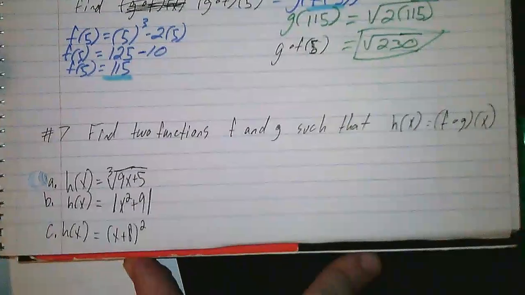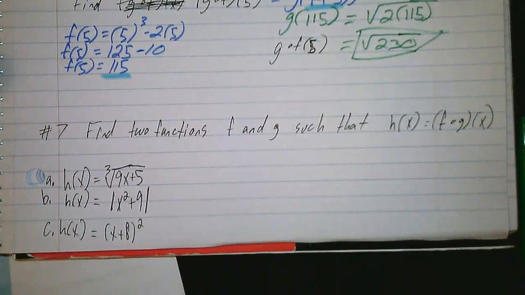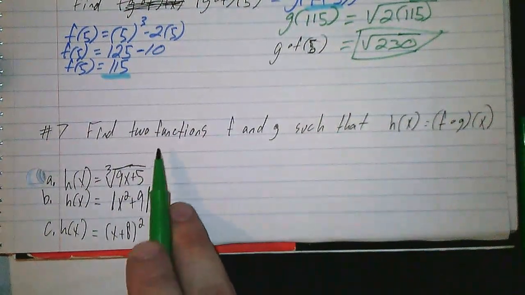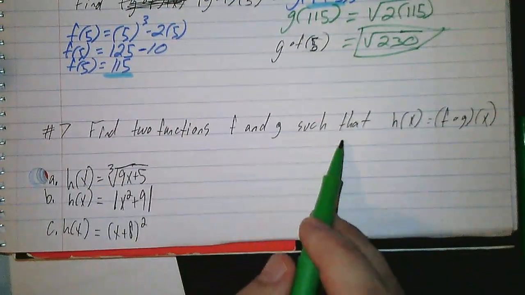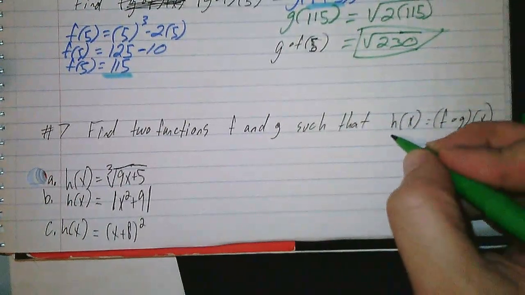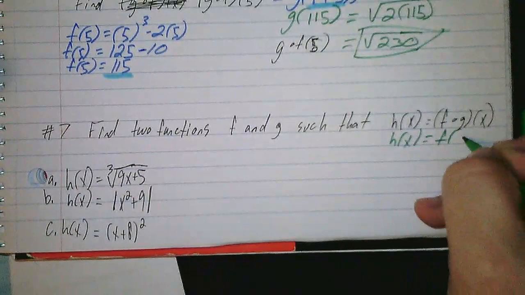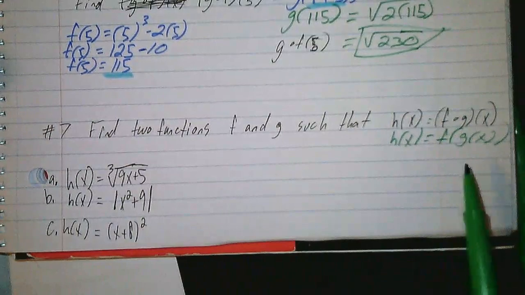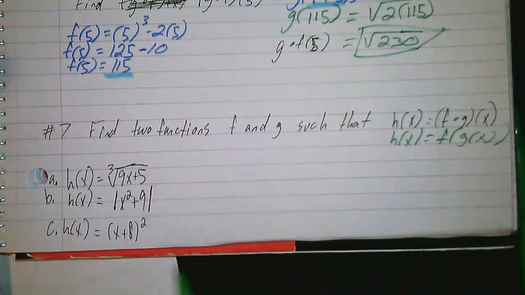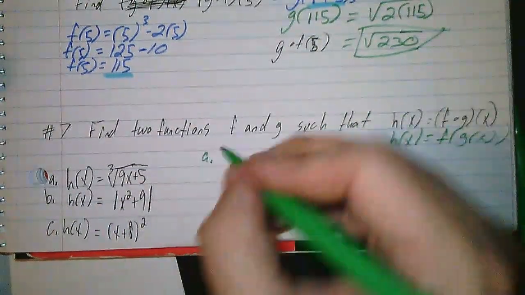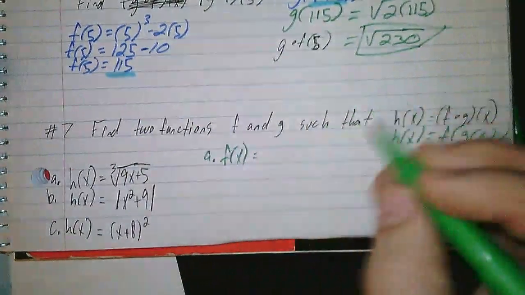Finally, we have the decomposition of functions. And this is a little bit harder to explain, but it tells us to find two functions, f and g, such that h of x is equal to f of g of x. Again, rewrite this as f of g of x, like so. So I'm looking for two functions that I could label, we'll do 3 problems here, as f of x and g of x.